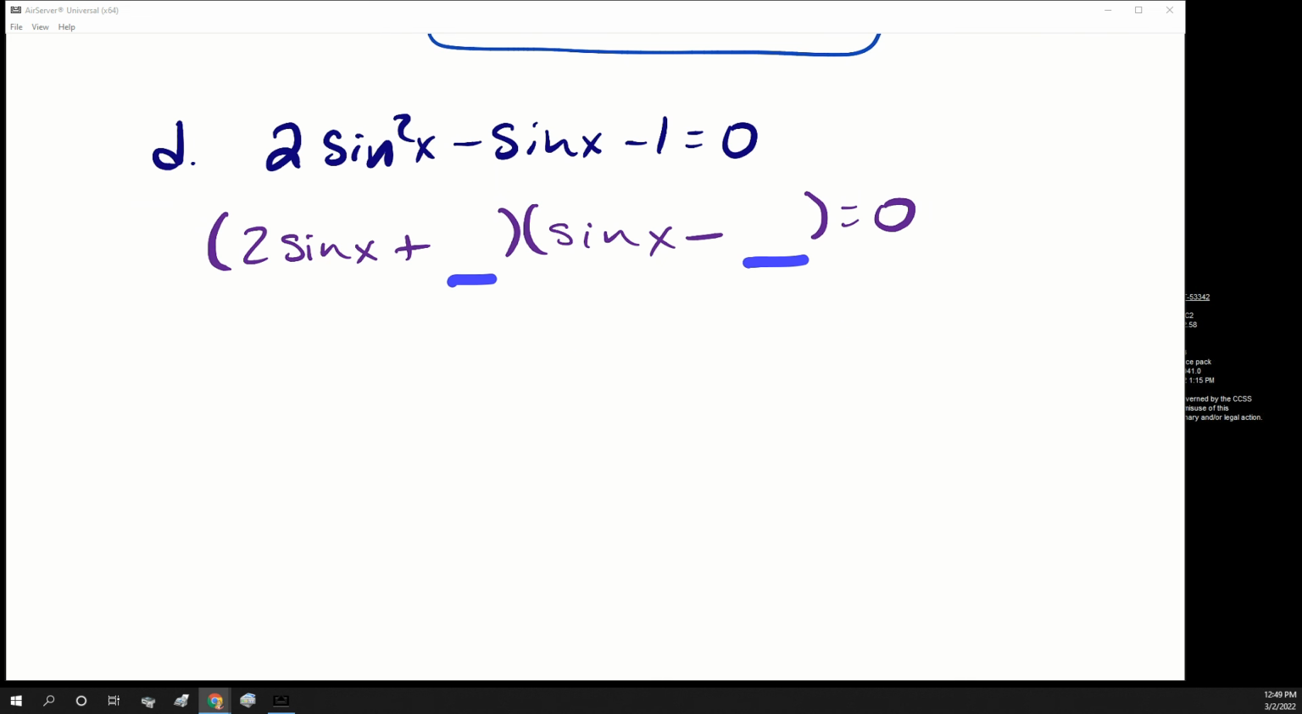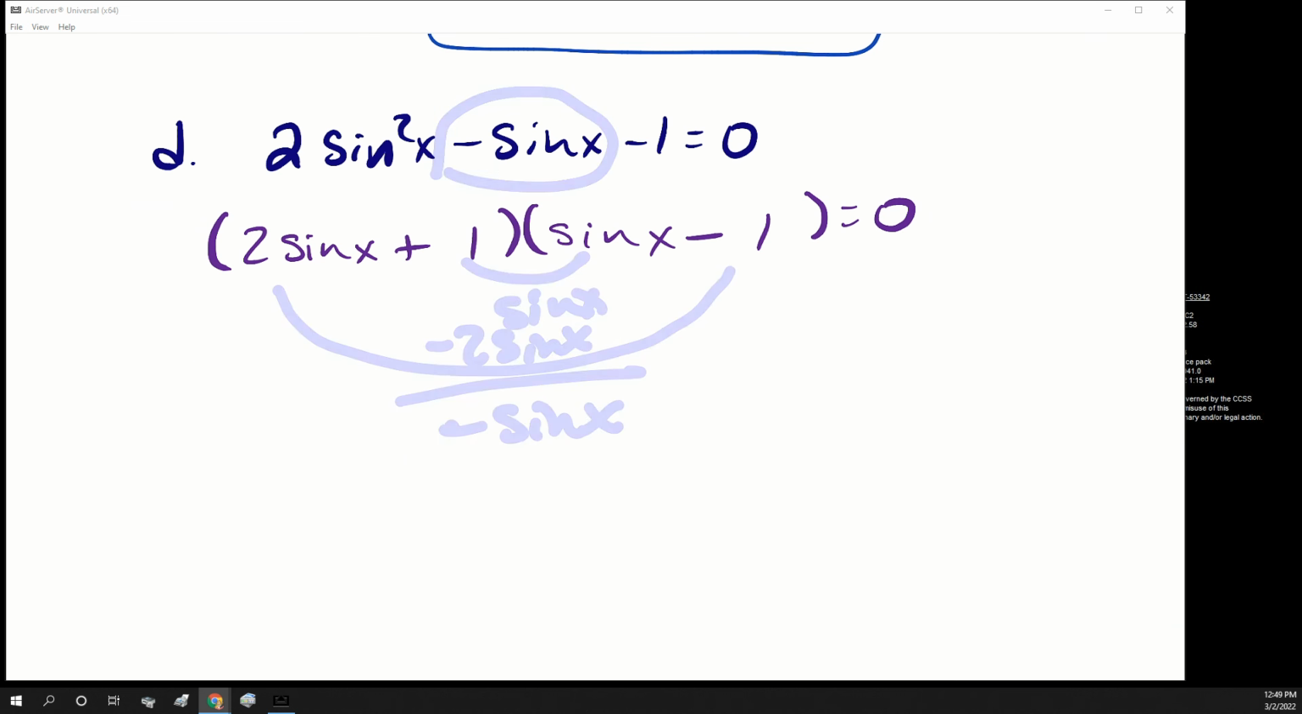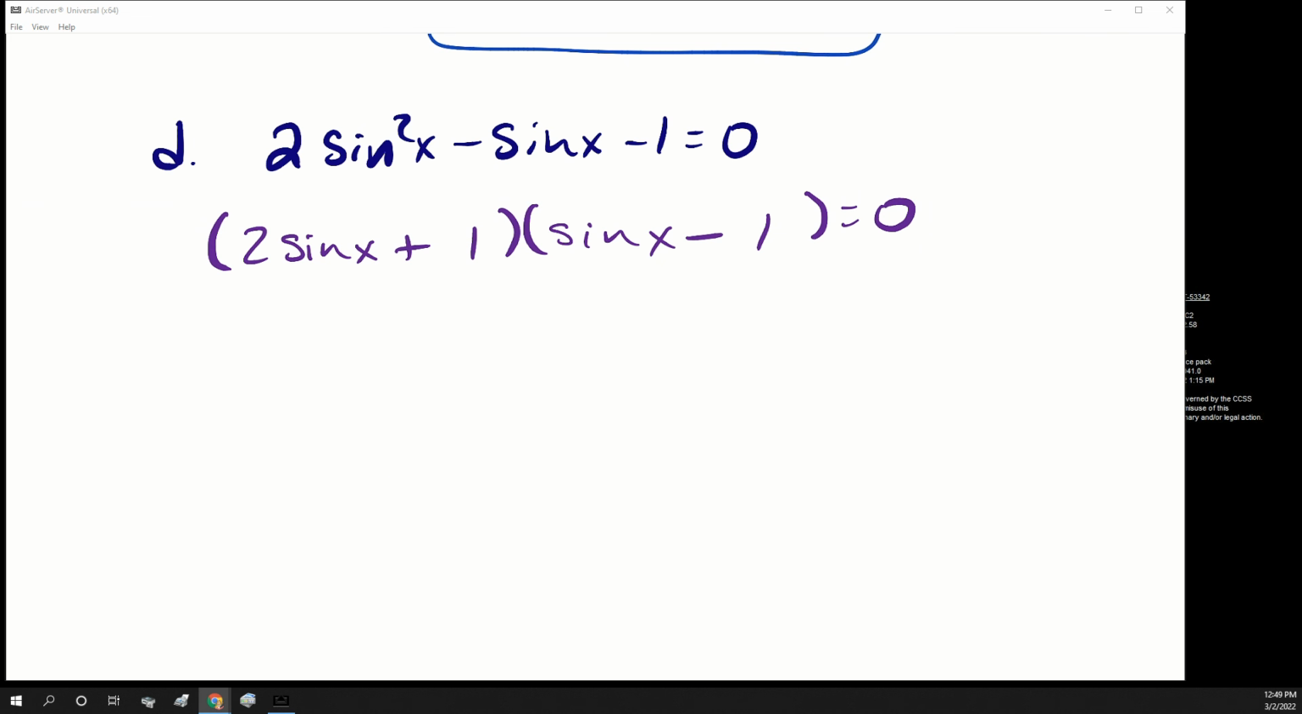And then what we put here and here needs to multiply to give you 1. The only option is 1 and 1. Now, the only thing that might be wrong is we may have to switch the signs, but I don't think so, actually. So when I multiply, whoa, let me try that again. When I multiply that, it's negative 2 sine of x. That is sine of x. What do you get when you add those? Negative sine of x, which is what I wanted. So, high five. All right. So now we'll set each of these equal to 0.